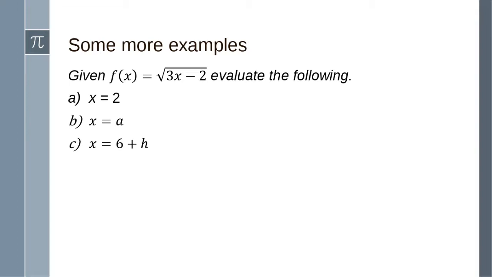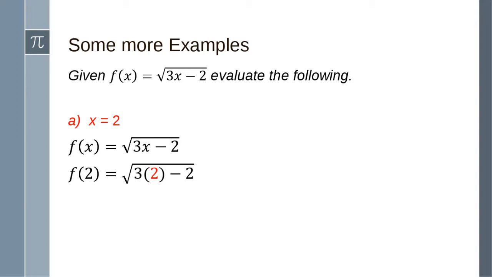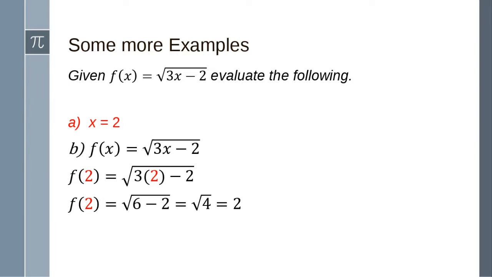A is going to be x equals 2. So again, if I'm evaluating this function, everywhere that I see x, I am going to plug in this value 2 as my input. So 3 times 2 is going to give me 6. So 6 minus 2 is going to give me 4. And the square root of 4 is going to be 2. Okay? So my input value was 2. My output value on this was also 2.